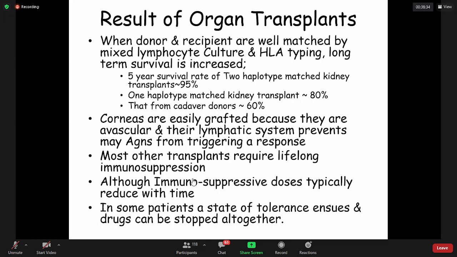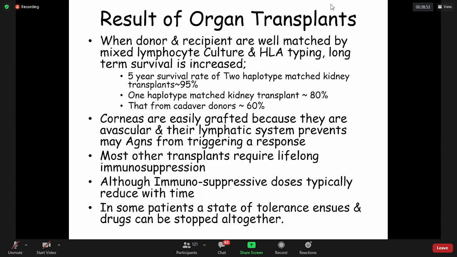But there are also certain instances where tissues are not rejected, like the corneas. Corneas are never rejected. This is done by the ophthalmologists. They're easily grafted because they are avascular. There are no blood vessels in the cornea. That is why they are able to survive.